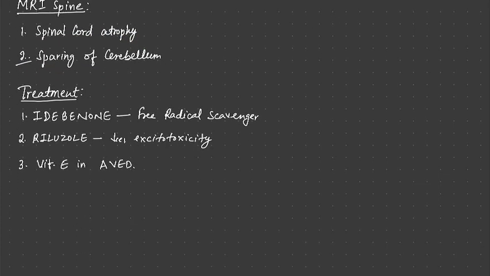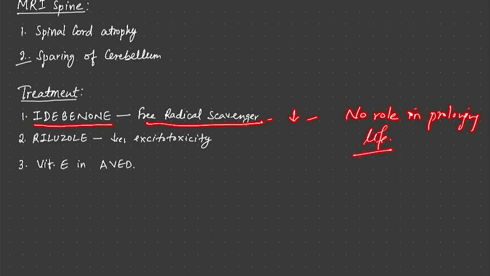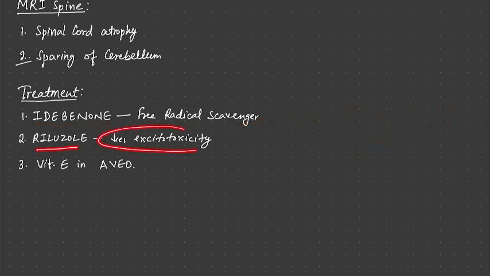Right. Treatment: Idebenone is a free radical scavenger, will reduce the oxidative damage to the neurons, but unfortunately no role in prolonging life. Riluzole will decrease excitotoxicity. It is also somehow beneficial. If there is ataxia with vitamin E deficiency, we can give vitamin E in such patients. So that is all about Friedreich's ataxia.